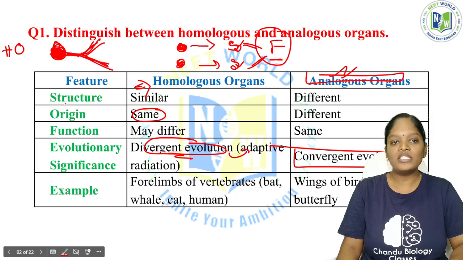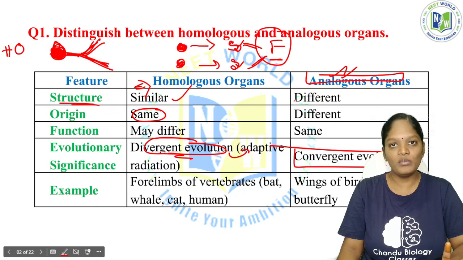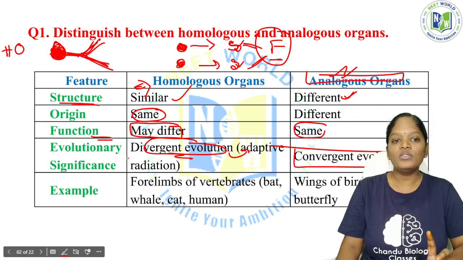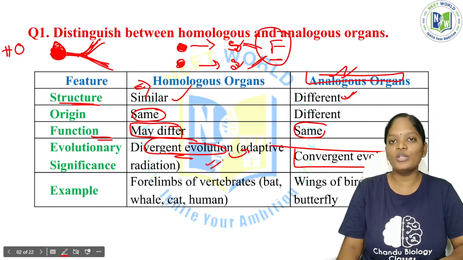So the structure will be similar in the case of homologous organs. In the case of analogous organs, the structure will be different. With respect to the function, in homologous organs they may differ, but in analogous organs it is the same. This evolution is called divergent evolution in the case of homologous organs, and in the case of analogous organs, it will be convergent evolution.